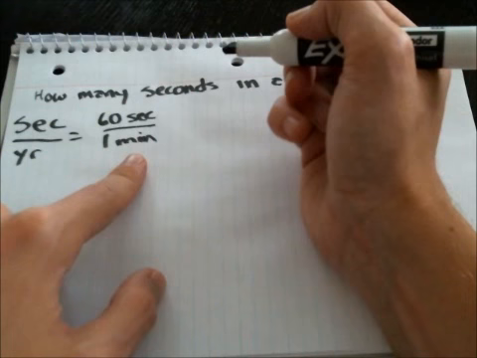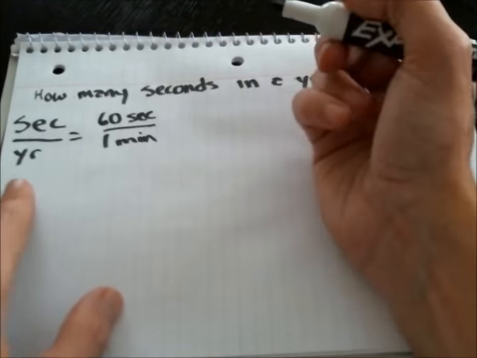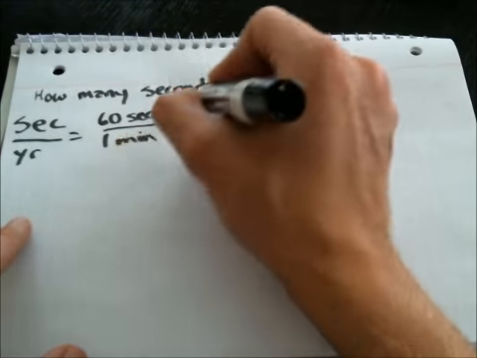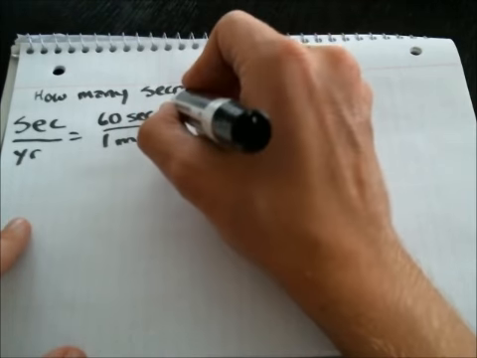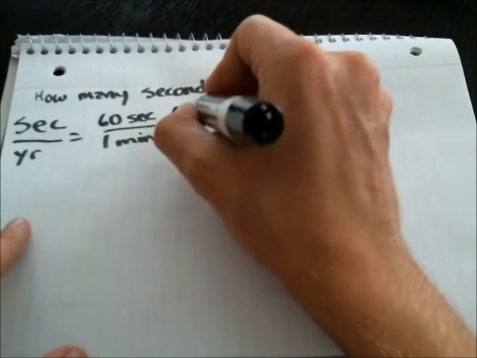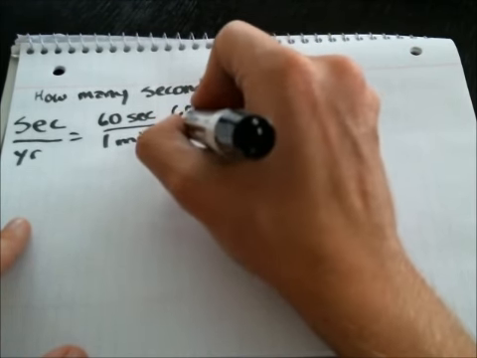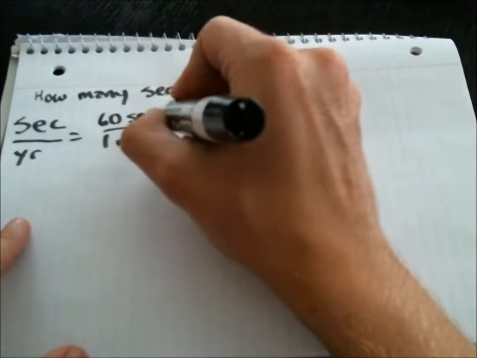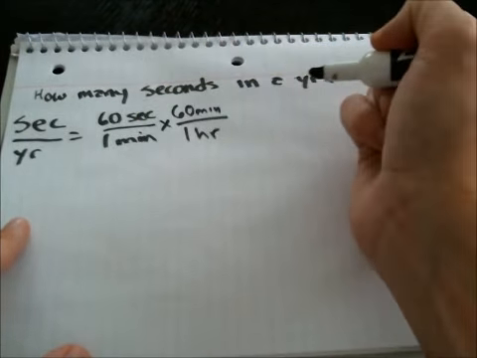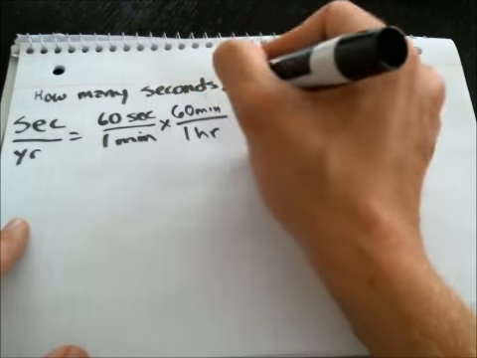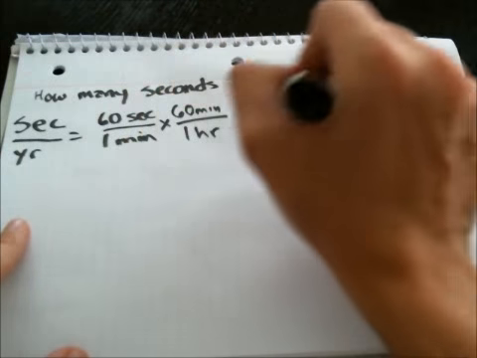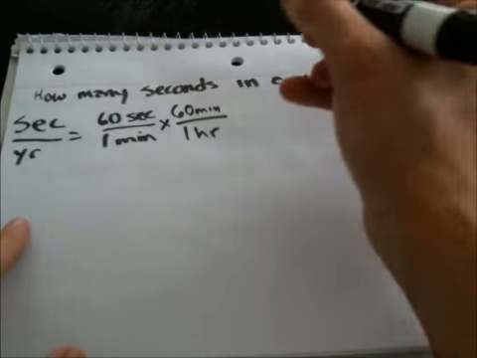We have minutes at the bottom, but we're looking for years, so we can convert again. We know that there are 60 minutes in 1 hour, right? And this is basically just a little bit of simple algebra. We're cross-multiplying, canceling like units, and working our way across. So you can do it like that.